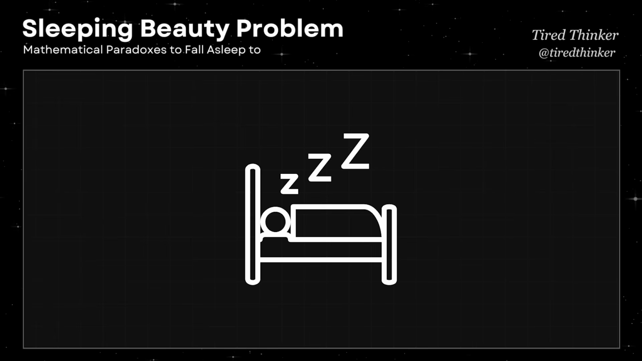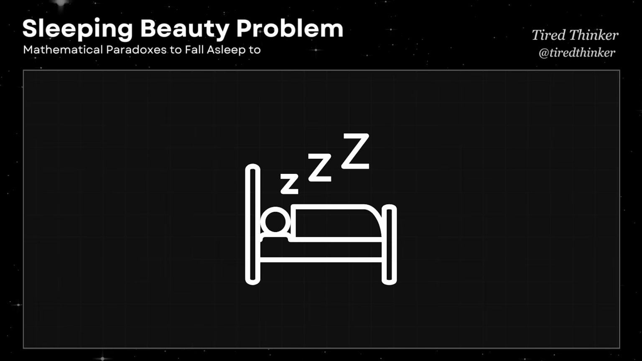2 common answers arise from this setup. The first answer is 1/2. This view, called the halfer position, argues that nothing has changed from the original coin flip. When Sleeping Beauty wakes up, she gains no new information about the coin. The probability of heads remains 1/2, just as it was before she went to sleep. Supporters of this view say that waking up does not count as evidence because it was expected in both cases.